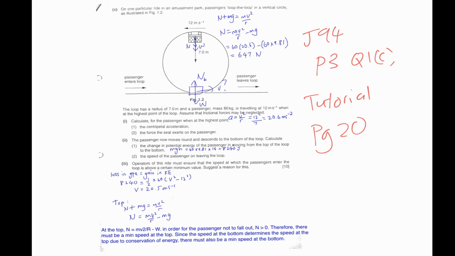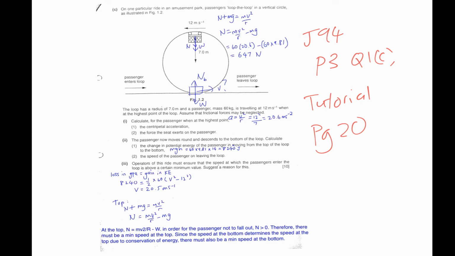Second part, find the force that the seat exerts on the passenger. Now, many students mistakenly think they want centripetal force. They are not asking for centripetal force. If they wanted centripetal force, they would have said centripetal force. They wouldn't say the force that the seat exerts on the passenger. The force that the seat exerts on the passenger is actually called normal reaction force. They want to find normal reaction force, not centripetal force. So it's not so straightforward.